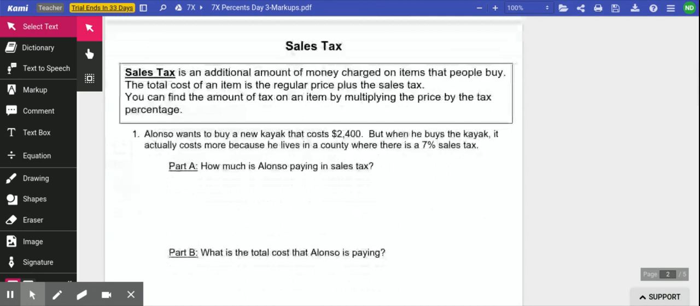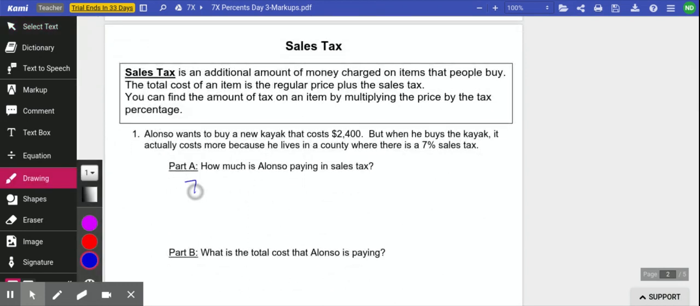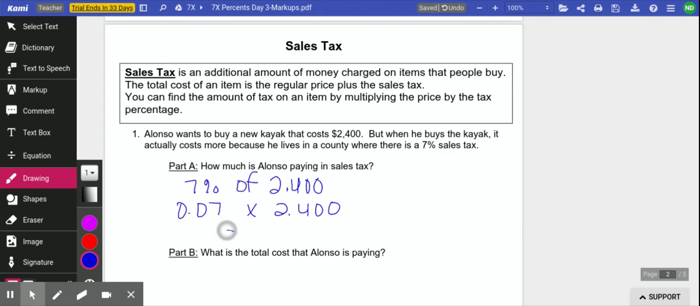So for part A, I just need to figure out what is the sales tax amount that he's paying. So I just need to determine what is 7% of 2,400. Okay, so I'm multiplying, but first I have to convert that 7% into a decimal, and 7% as a decimal is 0.07, and then multiply that by 2,400. When we do that, you should get $168. So that $168 is just the amount of the sales tax.